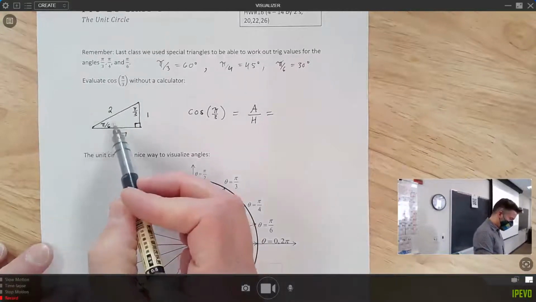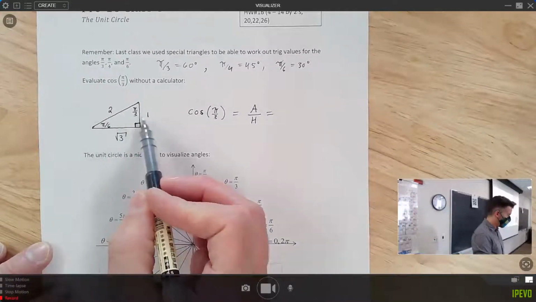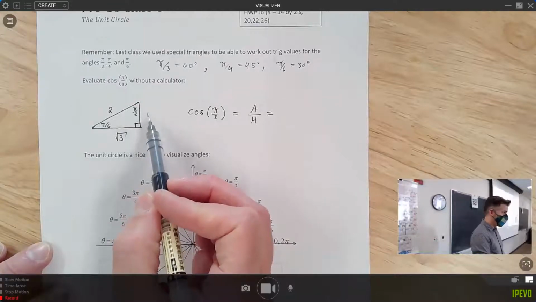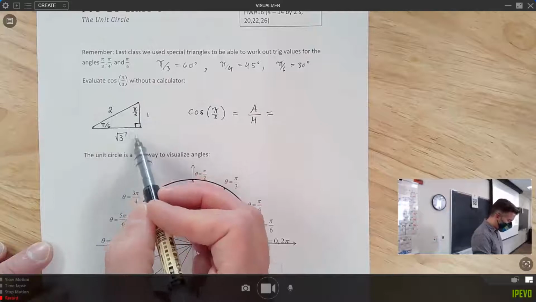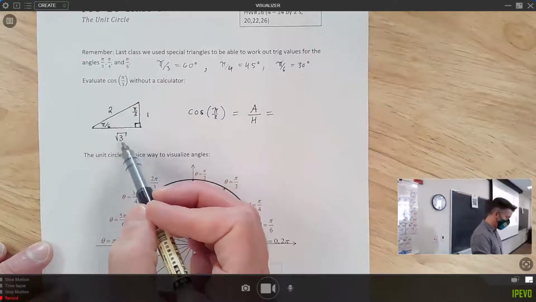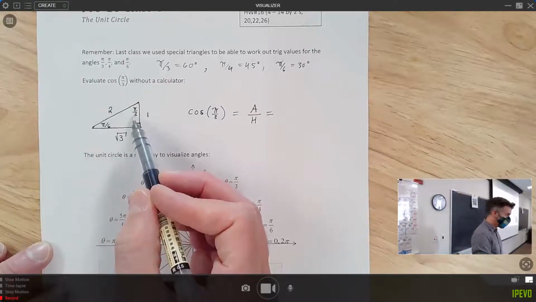And then as a reminder, the opposite side of the smallest angle is the smallest side. So 1 is the smallest side. 2 is the largest side. It's opposite the largest angle. And the square root of 3 is the medium length side. It's opposite the medium measure angle.